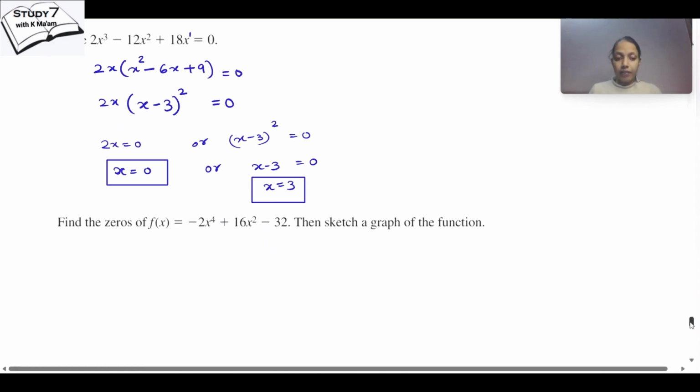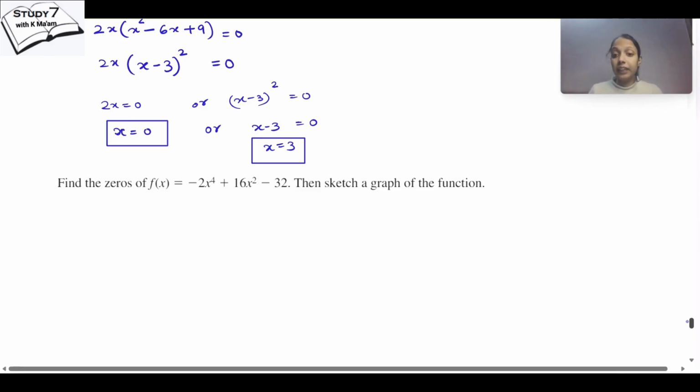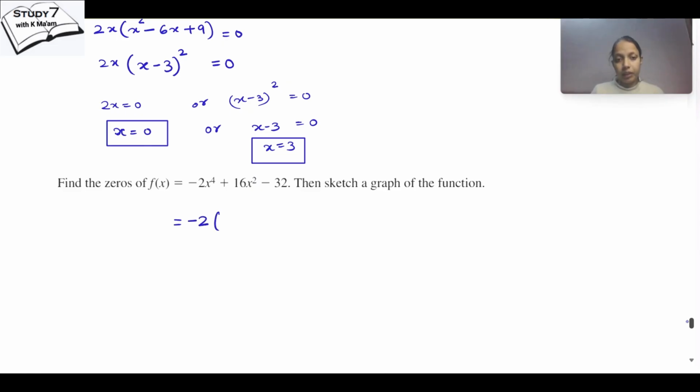Next question we have: find the zeros, then sketch the graph of the function. Let's find the roots first. What I can do, I can clearly see I can take negative 2 outside. So I take negative 2 outside: x to the power 4, 2 8s are 16, x squared, 2 16s are 32. Okay.